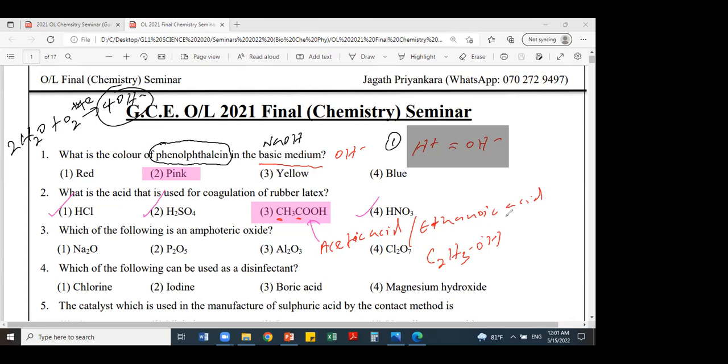Acetic acid, or that is also called vinegar in the kitchen. So this is the most common acid present in our kitchen. Vinegar, acetic acid. It's a weak acid. Partially ionized.